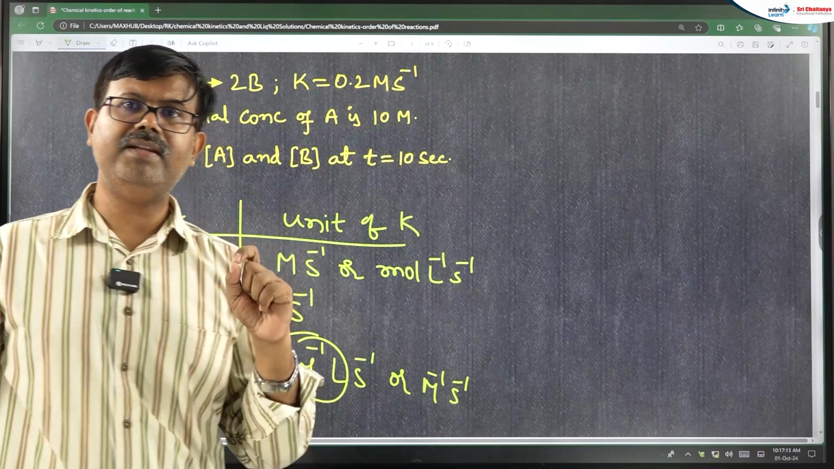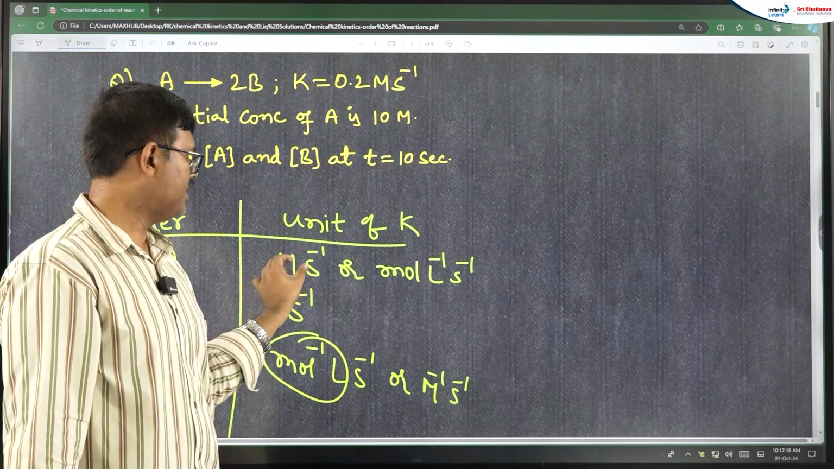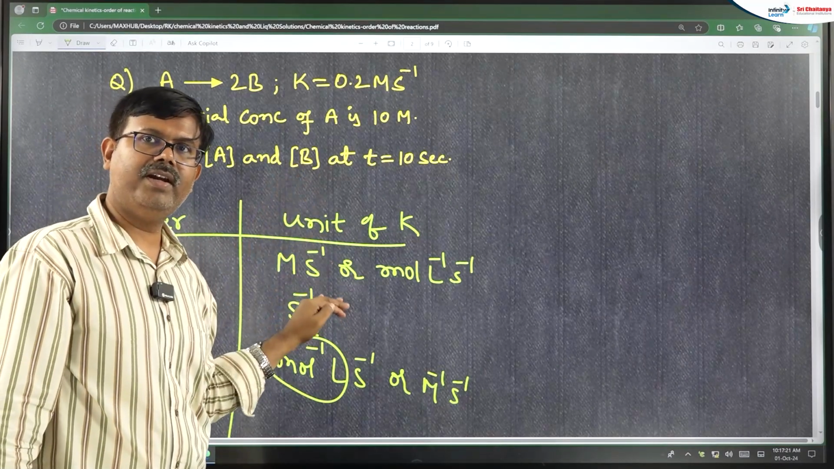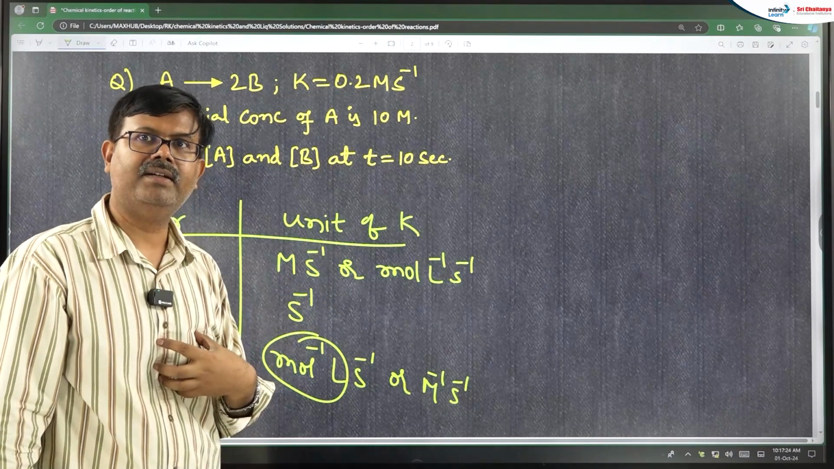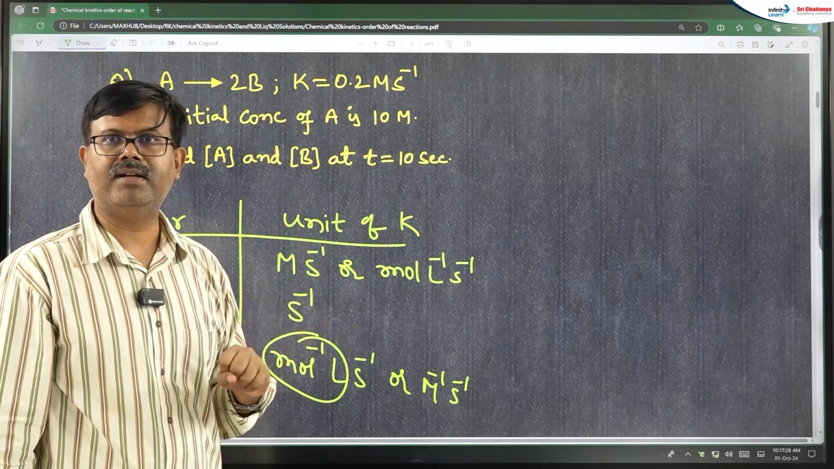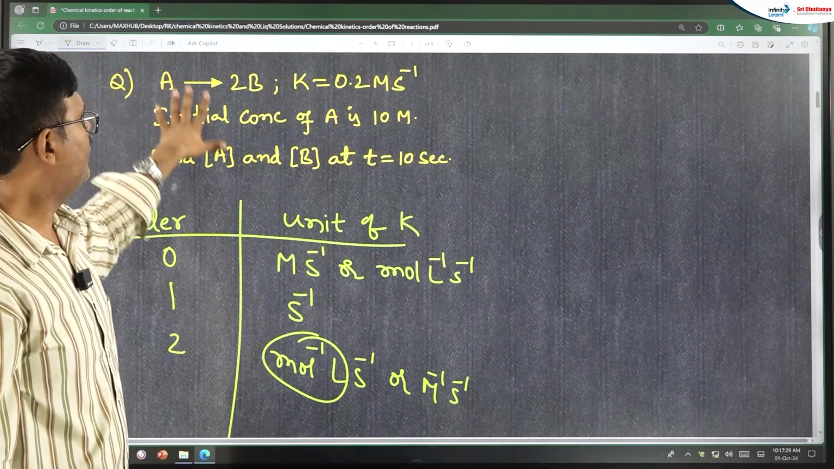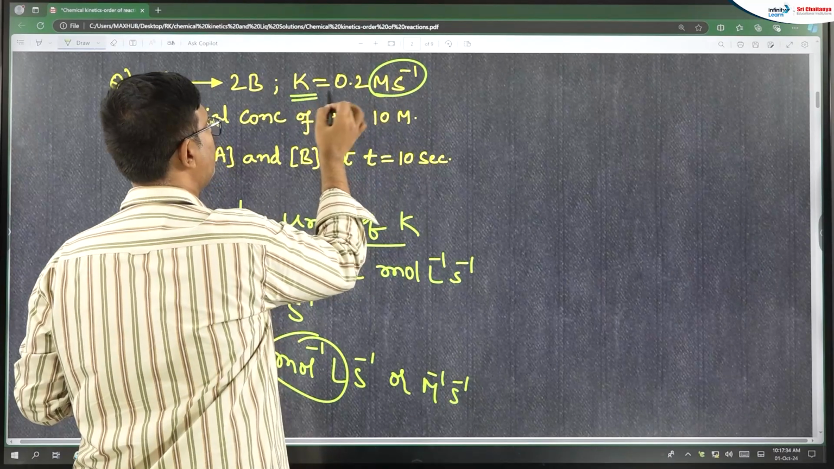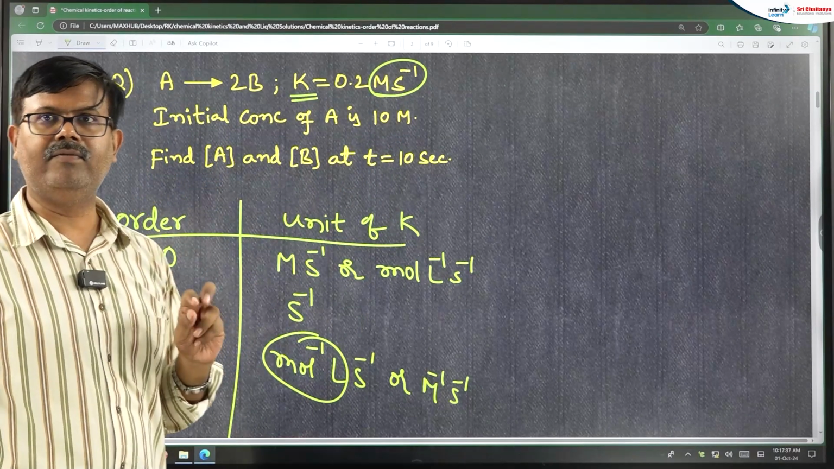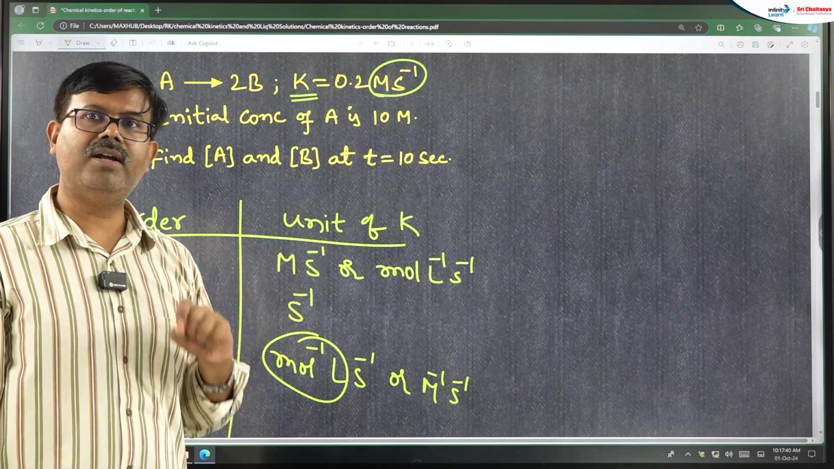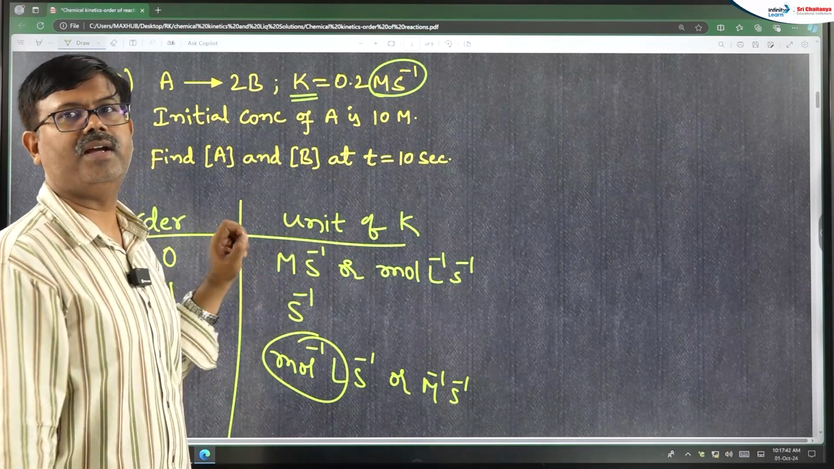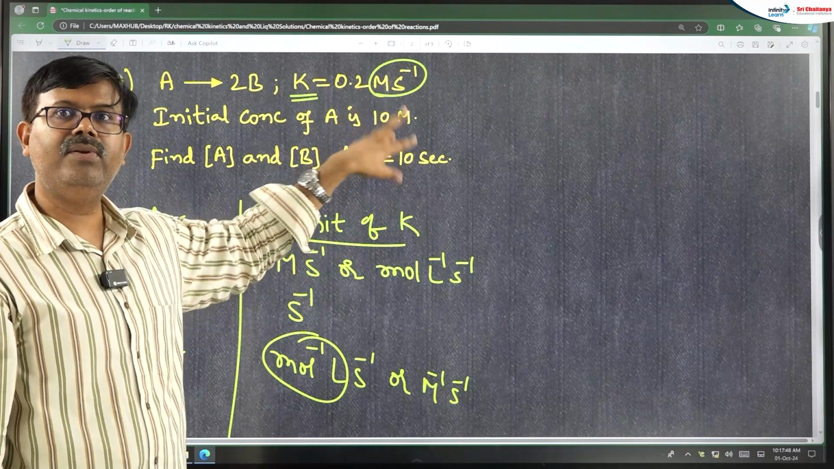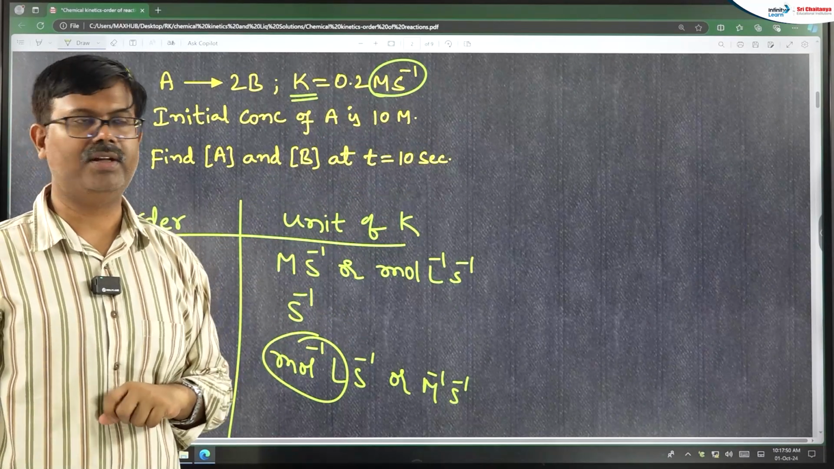So, if there is molarity second inverse, then I remember it comes under the 0 order. So, units of rate constants will give us a hint which order the reaction comes under. In this problem, clearly the rate constant units are molarity second inverse. Which order reaction is it? 0 order reaction. They have not mentioned anywhere the word 0 order, but units indicate 0 order reaction.